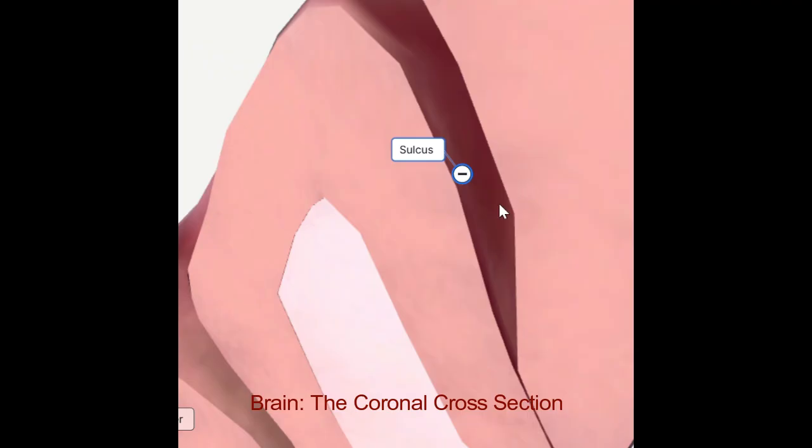So let's look at the sulci. The sulci are the spaces between the gyri. You see it like a hill and a valley. Keep in mind that the gyri, or gyrus, is like the hill, and the sulci, or sulcus, is the valley, the space between the mountains.